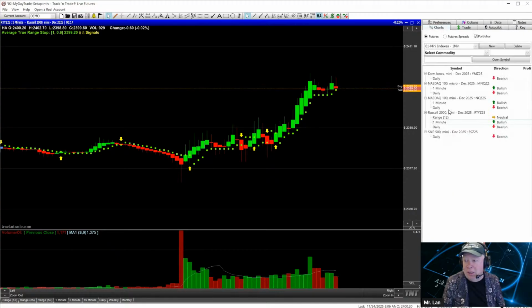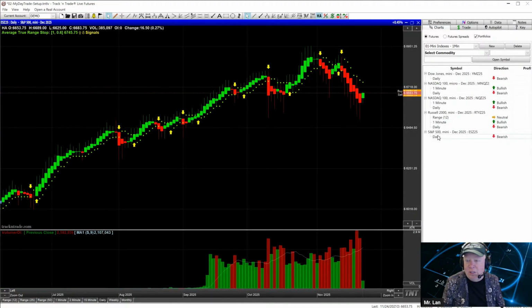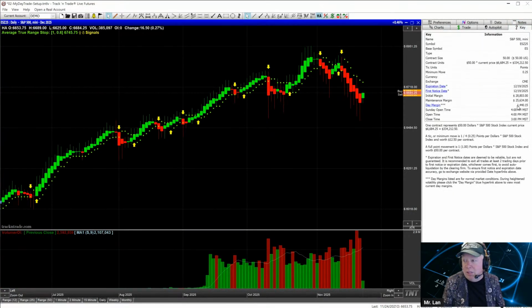I want to go look at another one. Let's go look at the S&P 500. This is the S&P 500. Let's see what it is. Day margin on that one's $1,400. I believe that one more.